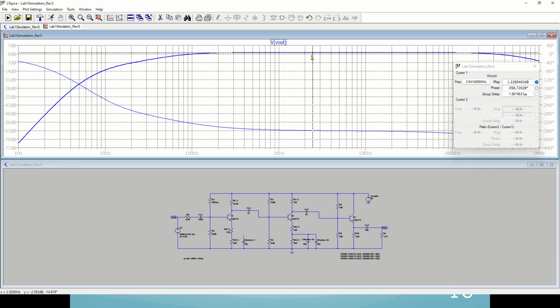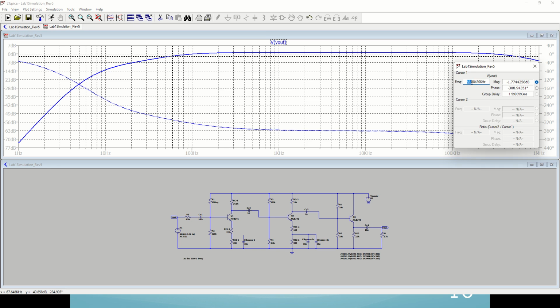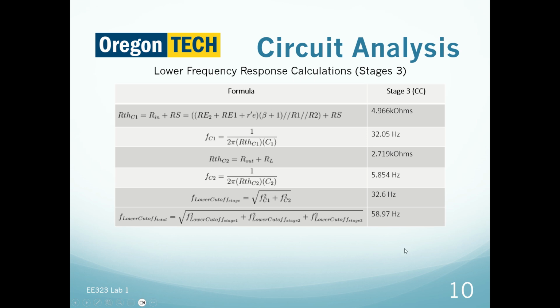And our pass band, you'll notice, is about 1.23 dB. So our 3 dB down point will be 1.23 minus 3, which is negative 1.77. So we're going to take the cursor and move it to the left until we get to negative 1.77. And the result was 58.88 hertz, which is really, really close to 58.97 hertz.